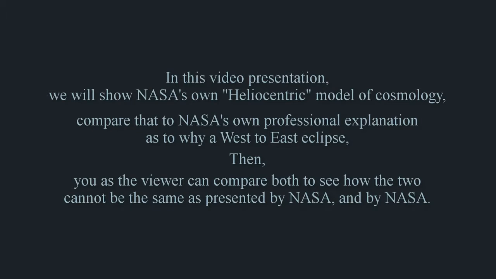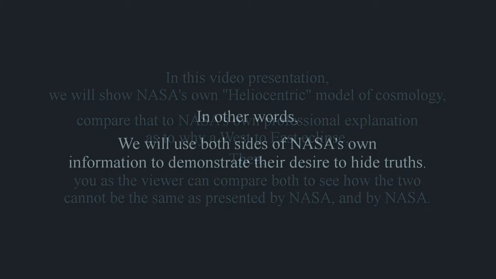In this video presentation, we will show NASA's own heliocentric model of cosmology. Compare that to NASA's own professional explanation as to why a west to east eclipse. Then you as a viewer can compare both to see how the two cannot be the same as presented by NASA.